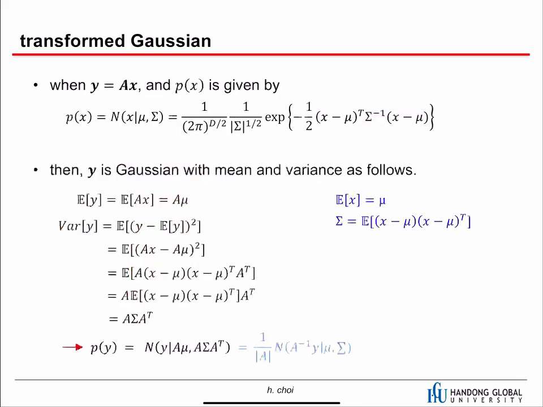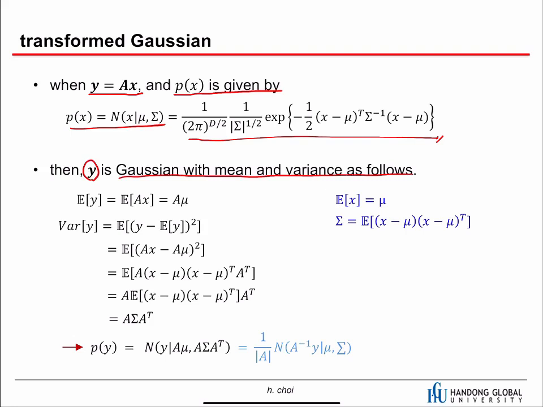And let's talk about transformation of a Gaussian variable. So when y is Ax, a linear transformation, and p of x is given by this Gaussian expression, X is a Gaussian random variable. And then x is a vector. So then we have this Gaussian distribution. And then y is a Gaussian with mean and variance as follows. Okay, that is really important. Y is a Gaussian.